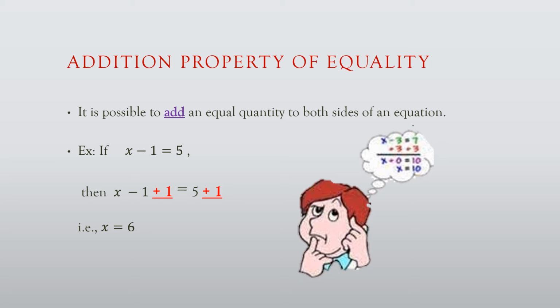For example, if x minus 1 equals 5, then we can add 1 to both sides of the equation. Then x minus 1 plus 1 equals 5 plus 1. Therefore, x is going to equal 6.